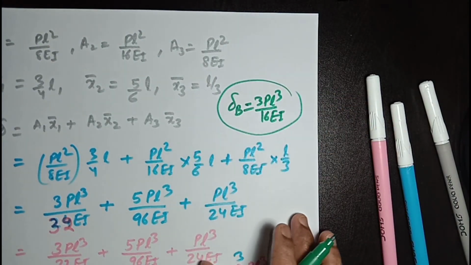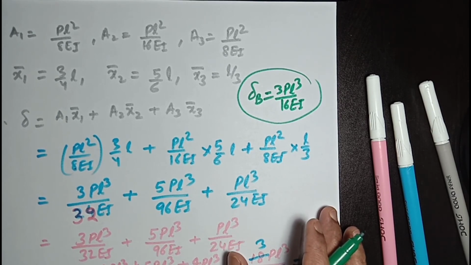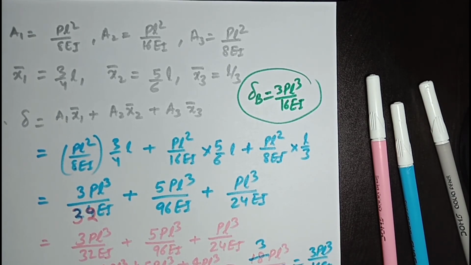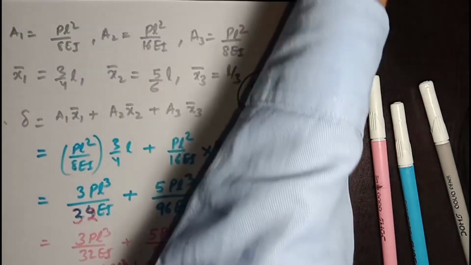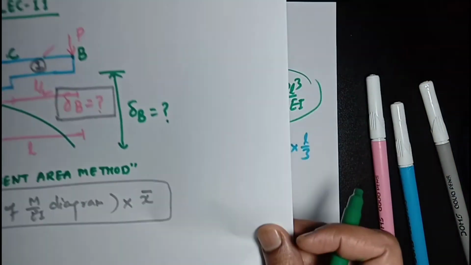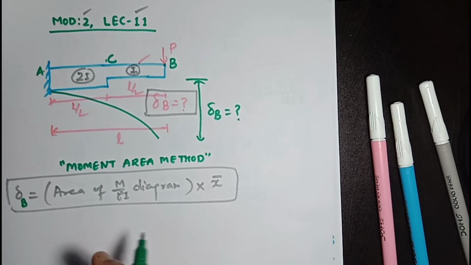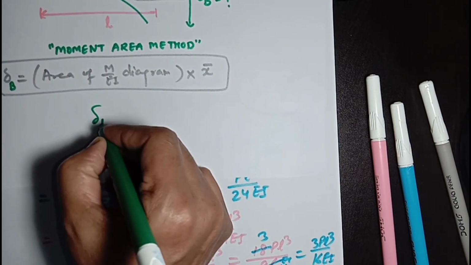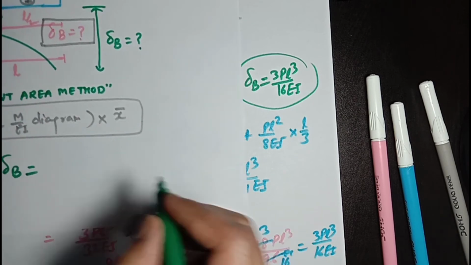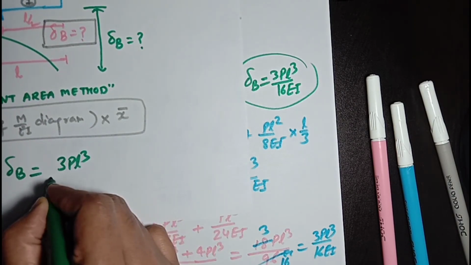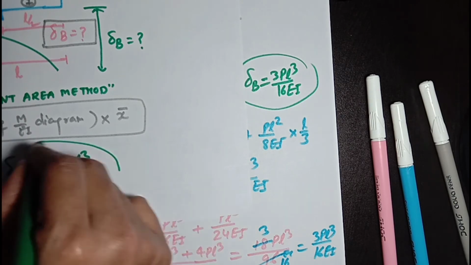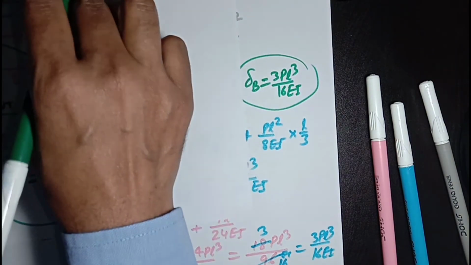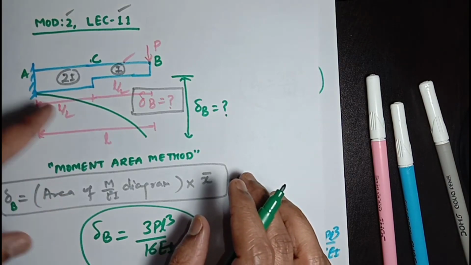This is the deflection calculated at point B for a point load acting at the tip of a cantilever beam in which the moment of inertia is varying. Here we can write the delta B calculated is 3PL cube divided by 16EI. This is the deflection calculated at point B of this cantilever beam having a varying moment of inertia.